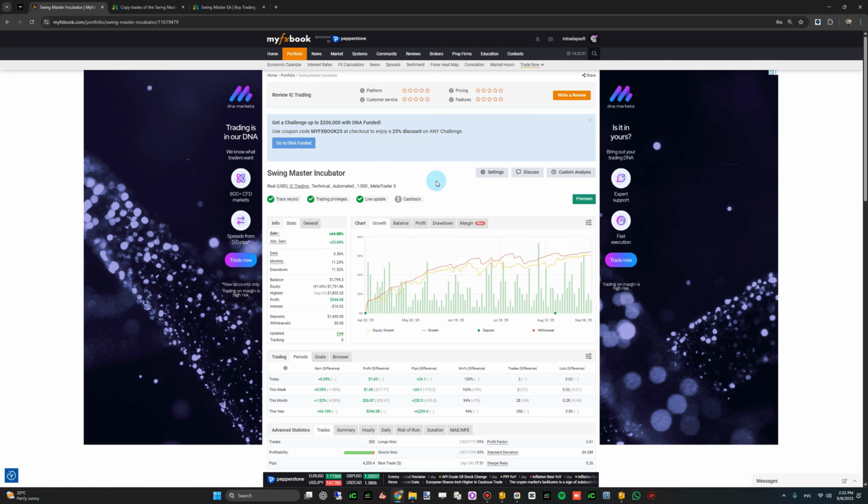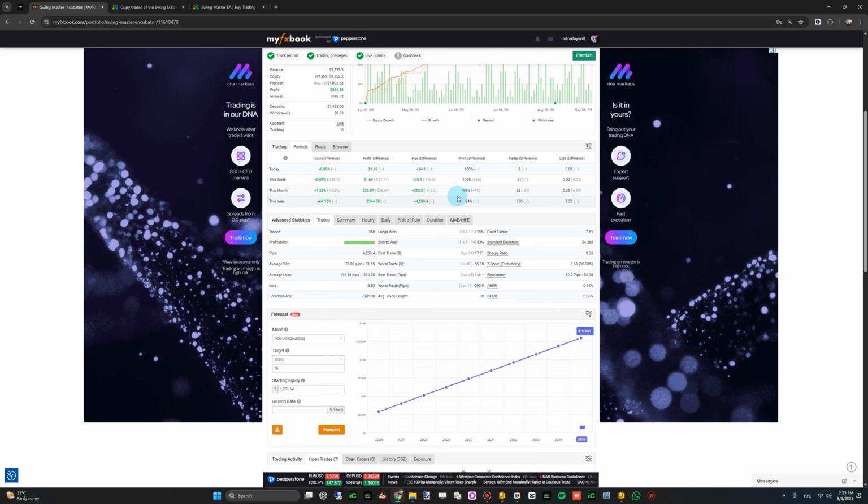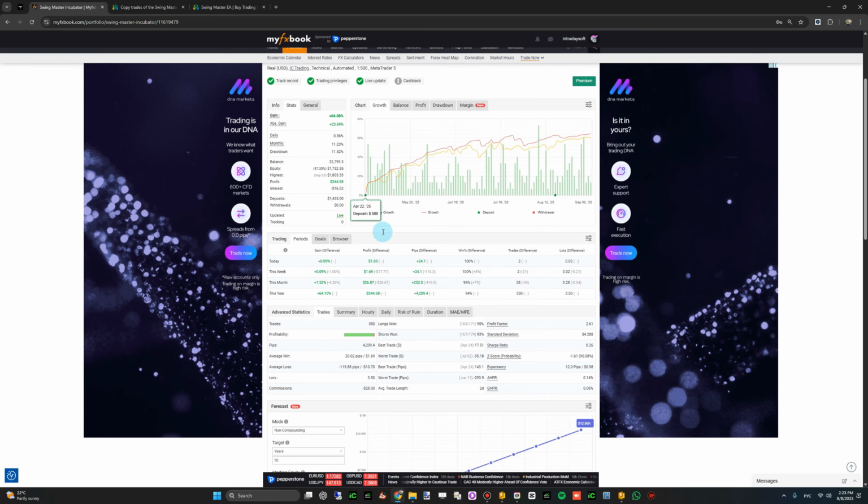But the thing is, MYFXBOOK offers much broader capabilities for technical analysis of an expert advisor's performance. And now I will demonstrate to you the simplest and most important elements of conducting such technical analysis. And of course, for example, on the Swing Master Incubator, on this trading account that I have open right now, here. So the first thing we can look at, which we can't do on MQL5 but can easily do, here on the MYFXBOOK platform.